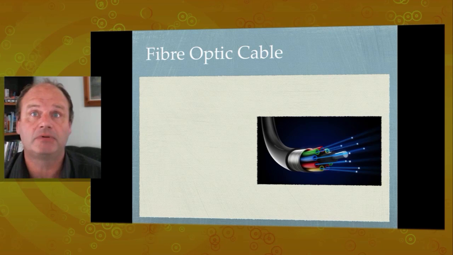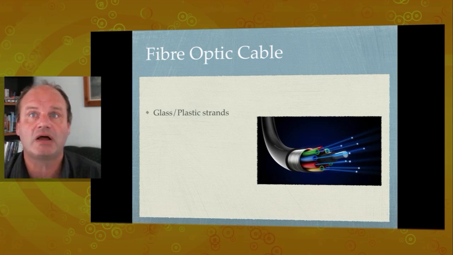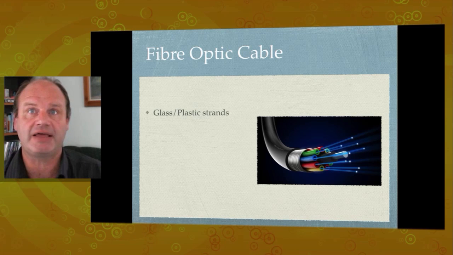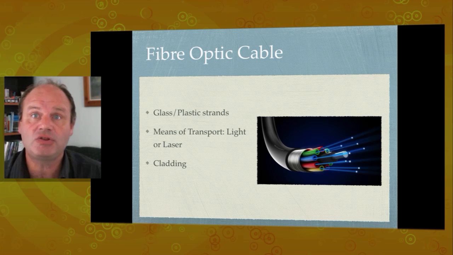Fibre optic cable uses very thin bands or strands of glass or plastic put together inside a sheath. Data is sent through the glass or plastic strands using light or intense light beam called laser. To make sure the data is transmitted long distance without bleeding, cladding is used. Cladding is like a mirror which reflects the light back into the glass or plastic strand.